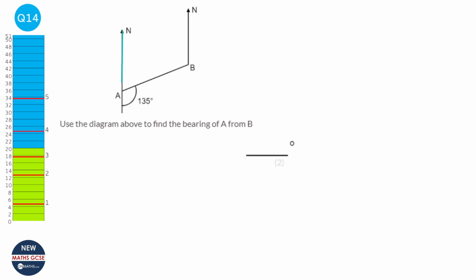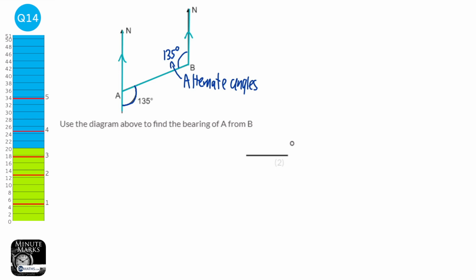Whenever you have north lines, they will always be parallel. So what we have here is a straight line going through two parallel lines, which are our two north lines, and therefore this angle here is going to equal this angle here. And the reason for that is that the two angles are alternate, they're z angles. So we can say that that is 135, and I always like to try and show the examiner the reasons. So that's because it's alternate angles.